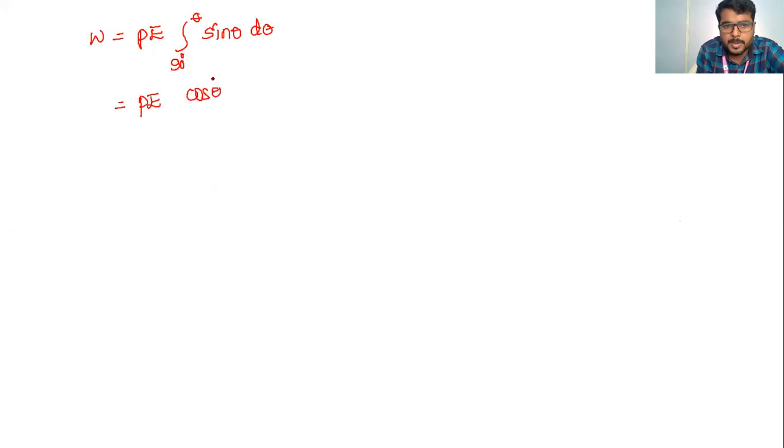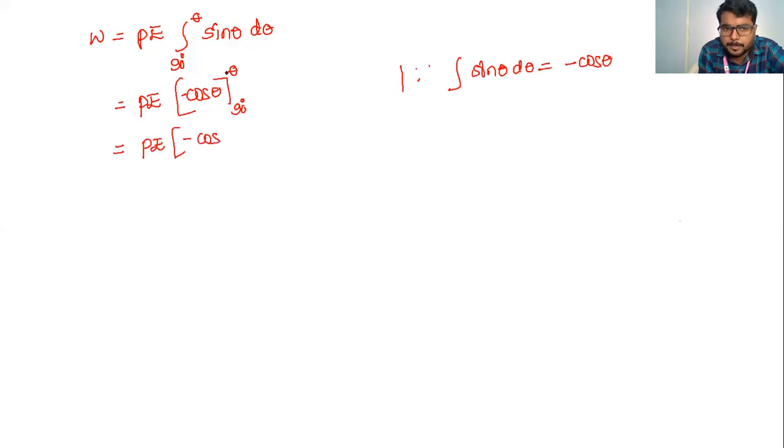So minus cos theta from the limits. The lower limit is 90 degree, and the upper limit is theta. W is equal to PE into integration of sin theta d theta, which is minus cos theta. Now we substitute the upper limit, so we get minus cos theta. Then we subtract the lower limit, so minus of minus cos 90 degree.